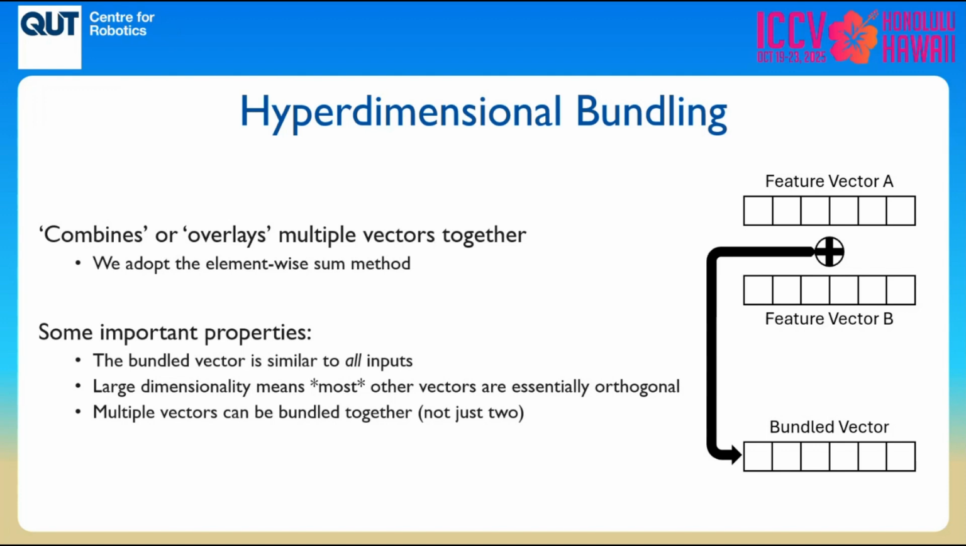We adopt the element-wise sum method, however, there are alternative ways of bundling vectors together. Some of the important properties of this bundling operation is that the output vector is similar to all inputs. This is because large dimensionality means that most other vectors are essentially orthogonal to this created vector compared to its inputs. Now, multiple vectors can be bundled together, not just two, so 3, 4, even hundreds. This is an important thing for how we use this bundling operation in this work.